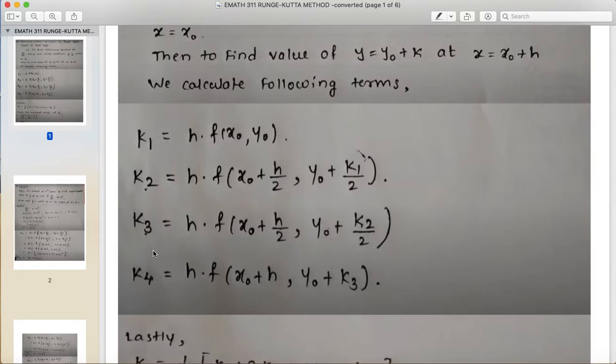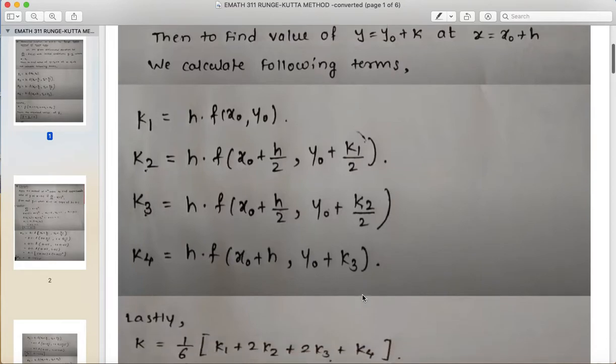So next is k3. The same thing, this is a continuous equation. As I have said, we need to get k1 first, and in k3, we need to get k2. So k3 equals h into f of x naught plus h over 2 and y naught plus k2 over 2. Next, lastly, we need to find k4, which is h into f of x naught plus h and y naught plus k3.